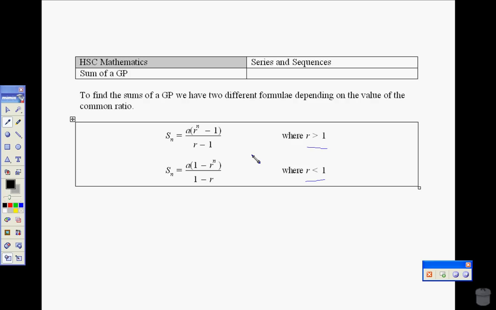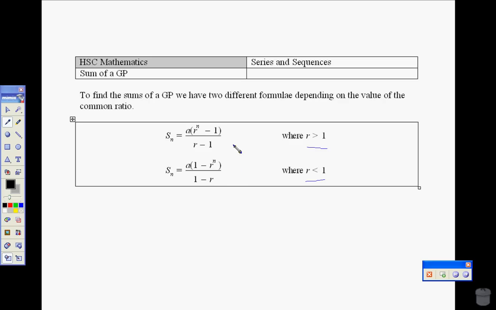This time we want to look at the sum of a geometric progression. We've looked at finding the terms of a geometric progression and problems that we can use the a times r to the power of n minus 1 formula. Now what we want to do is have a look at two different formulas. They do the same thing, it all depends on what the value of r is. So we're going to find the sum using either of these formulas.